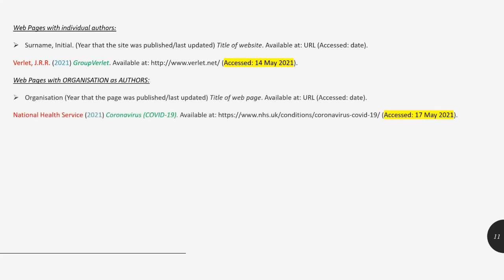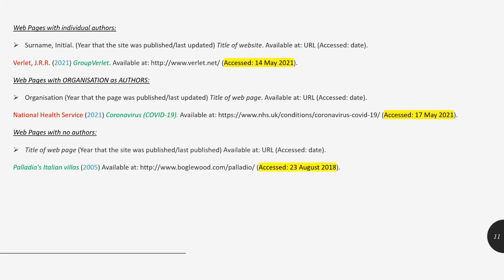So sometimes you do not have authors specifically for a website, which happens when it is the organization themselves who are the authors of the article. So in that case, the organization itself is going to be the author, followed by the year of publication, followed by the title, and followed by the URL and the access date.